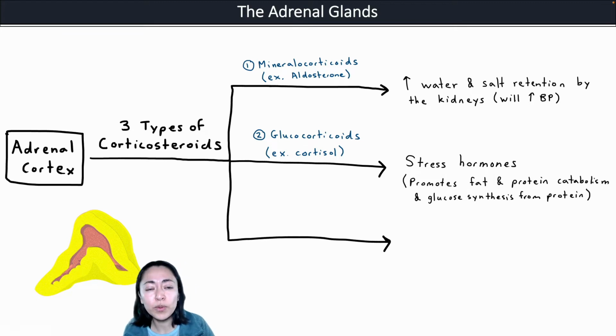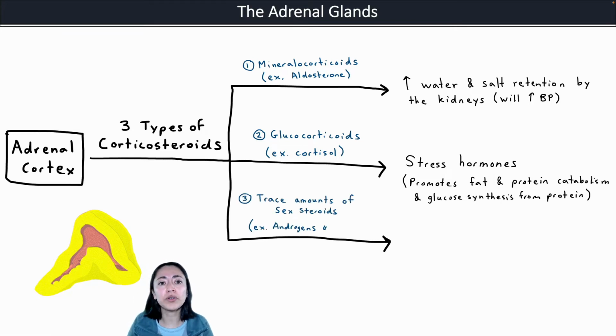Then the last group of corticosteroids produced by the adrenal cortex are trace amounts of sex steroids. These include androgens and estrogens. Androgens are considered male sex hormones. Estrogens are considered female sex hormones. So there's several different types of androgens, including testosterone, and there's several different types of estrogens, such as estradiol is a type of estrogen.